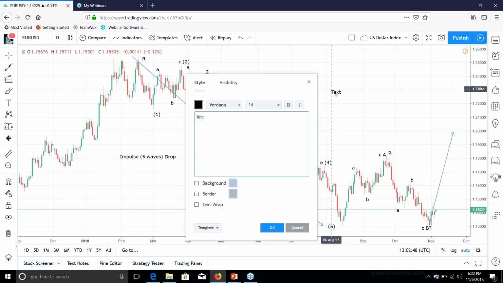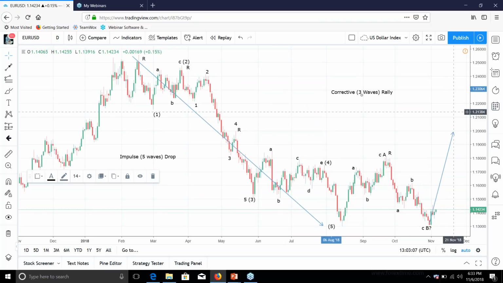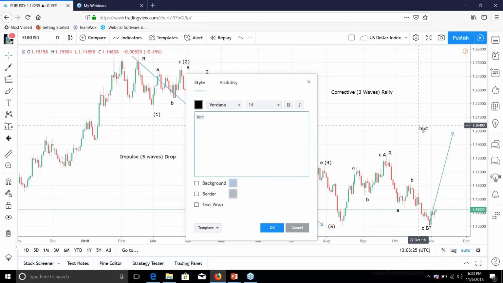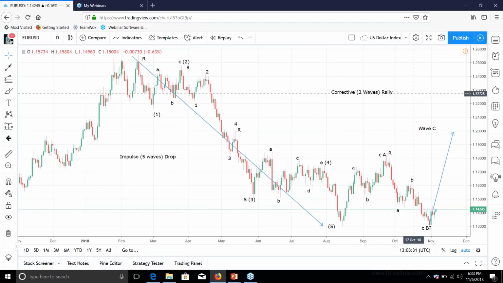We ideally should experience a corrective, in brackets 3 waves, rally, which is unfolded into ABC. Out of the 3 waves rally, we already have wave A and wave B. So with high confidence, we can conclude that we are most probably moving higher into wave C right there. Now, with the wave theory in place, let's play with the numbers.